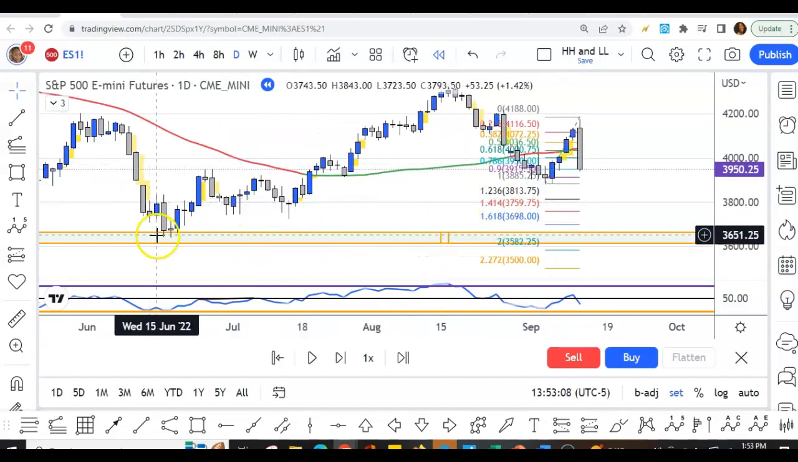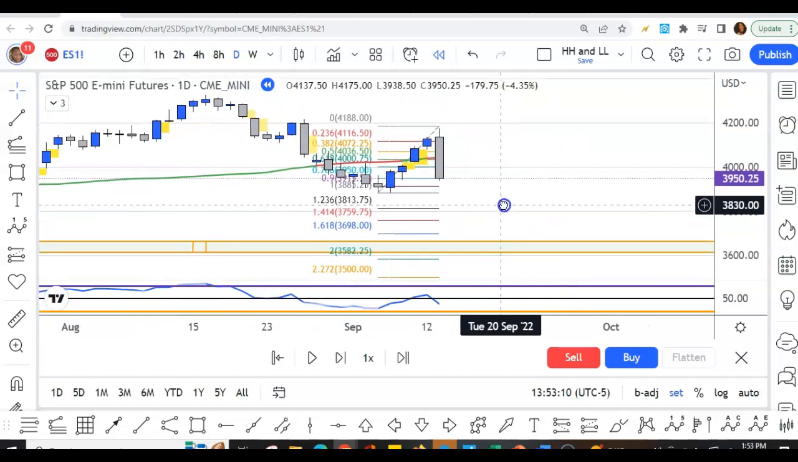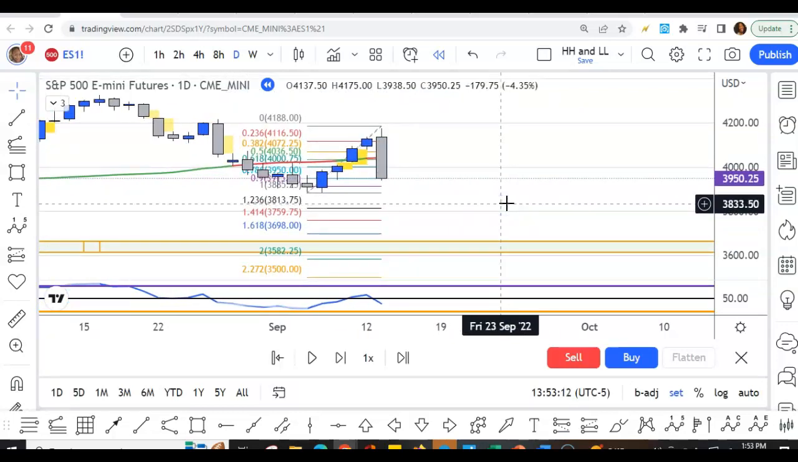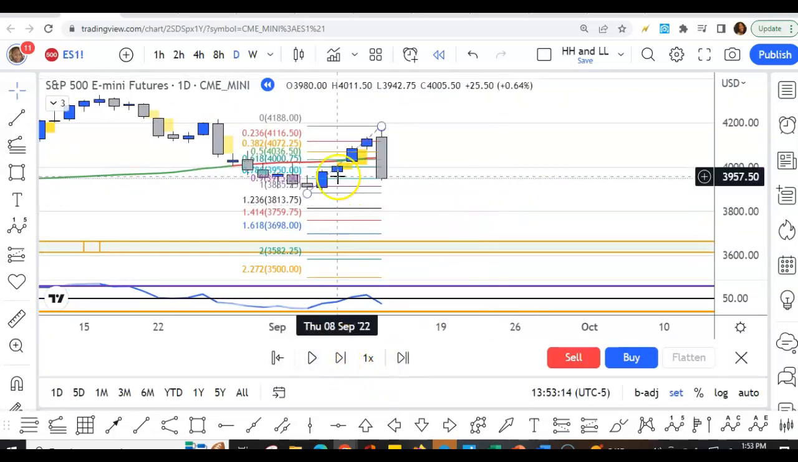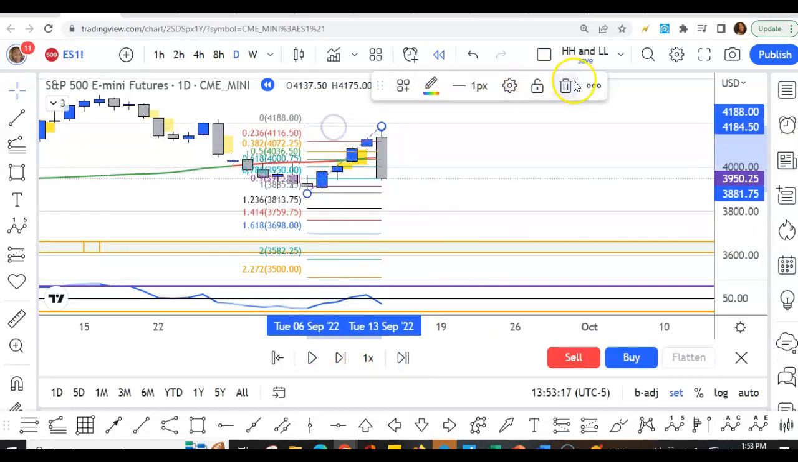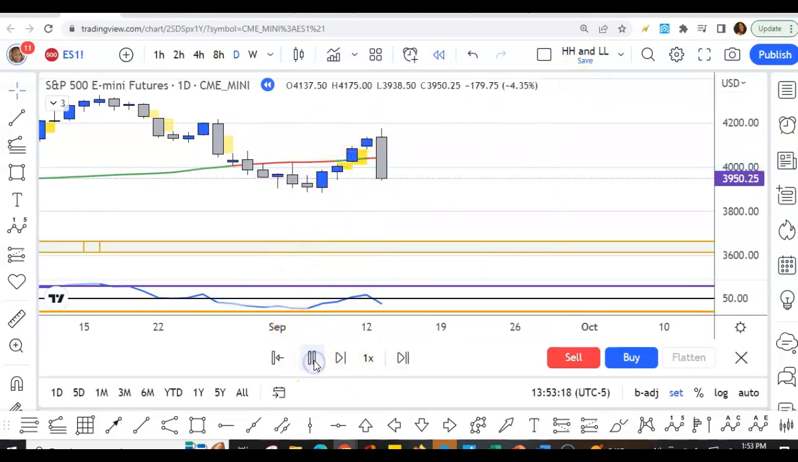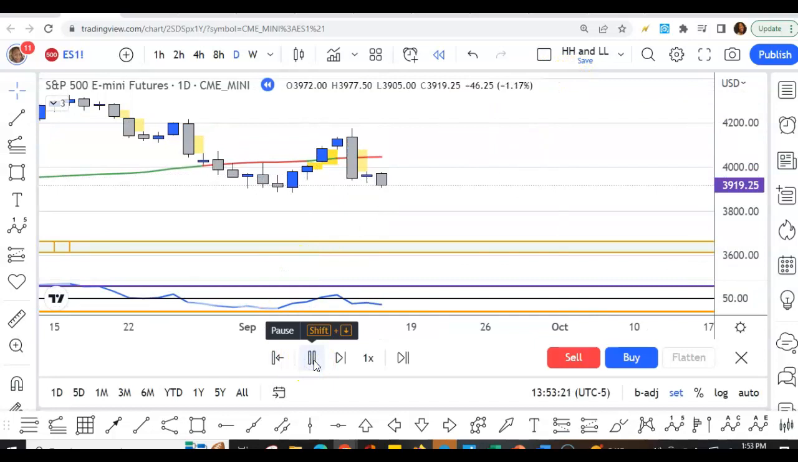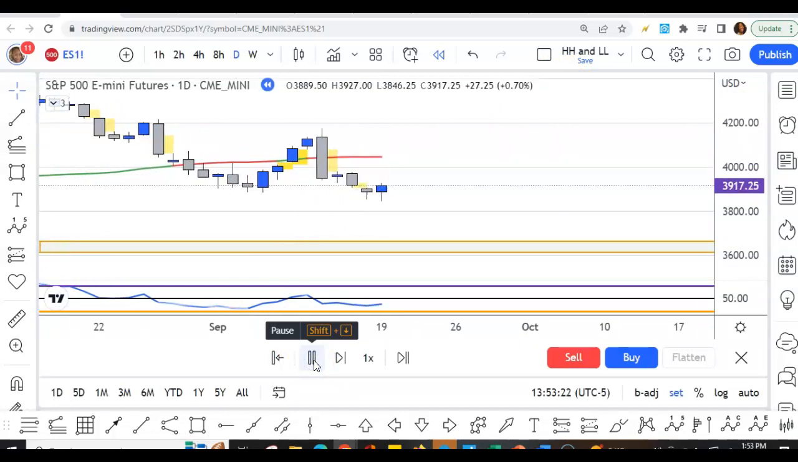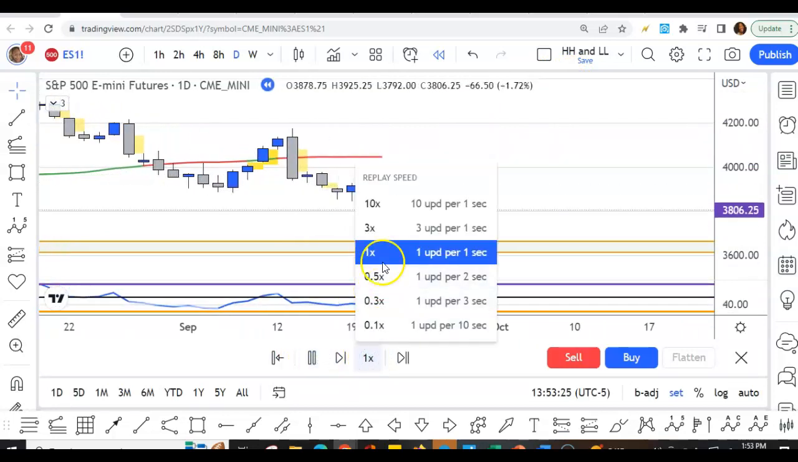And then I'm going to look left. Oh, I've already looked left because it was a good area of support. So let's move this market forward and see if it goes down here. And this is how you plan your trade out using Elliott Wave. Let me speed this up just a little bit.